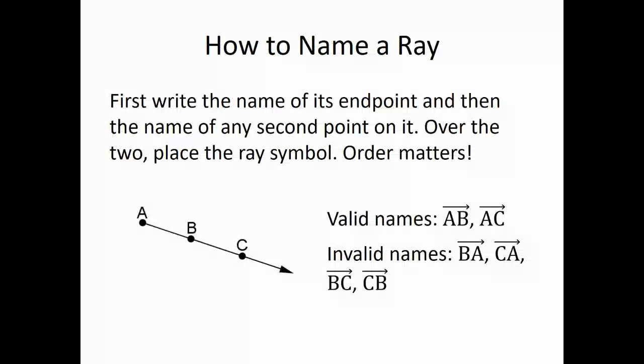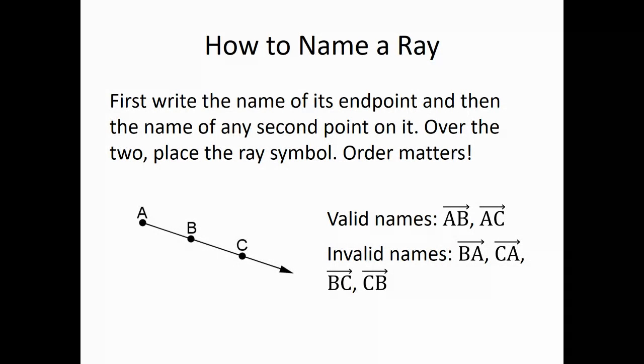As for how we name rays, when we named lines and segments, we said that order didn't matter. In the name of a ray, however, order absolutely matters, because the first point name in a ray name must be the endpoint. Look at the ray in front of you. It's a ray with endpoint A that passes through B and then later passes through C. Valid names of this ray would be AB and AC.